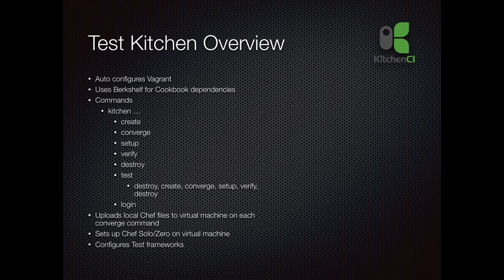For it to work, you do need to have internet access, because for the setup phase, it's going to download gems such as the Busser gem and stuff like that for ServerSpec. And also it downloads the Chef client based on the version. If you don't specify a version in the kitchen YAML, it's going to pull down the latest and greatest.